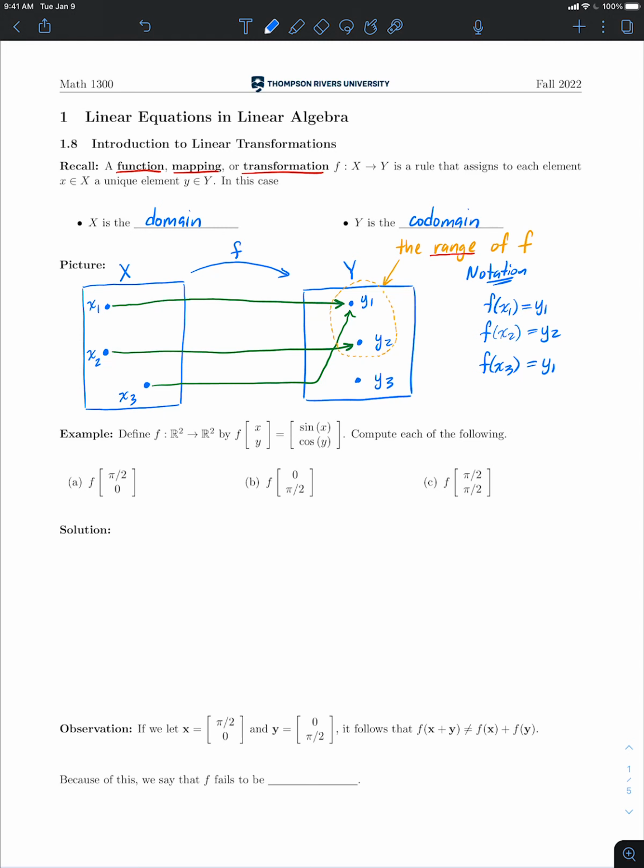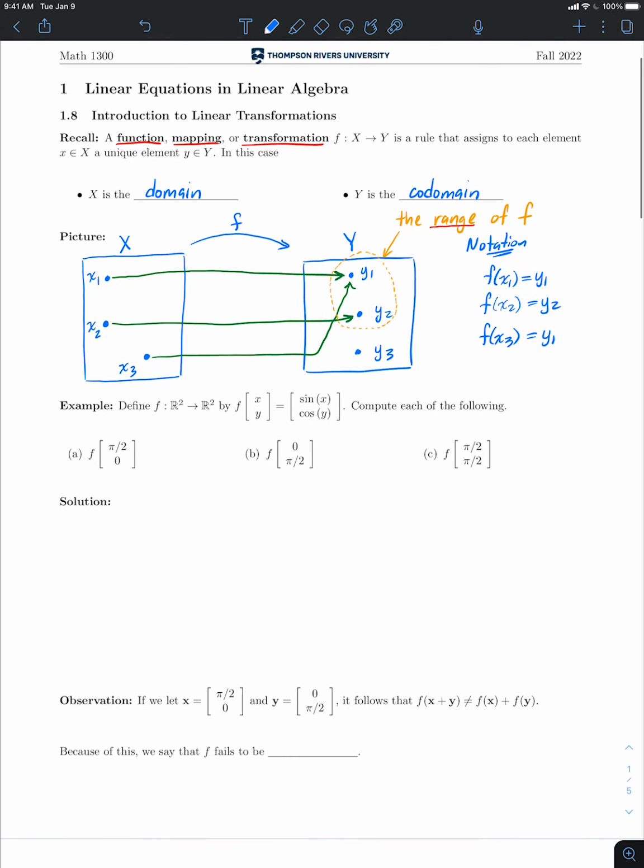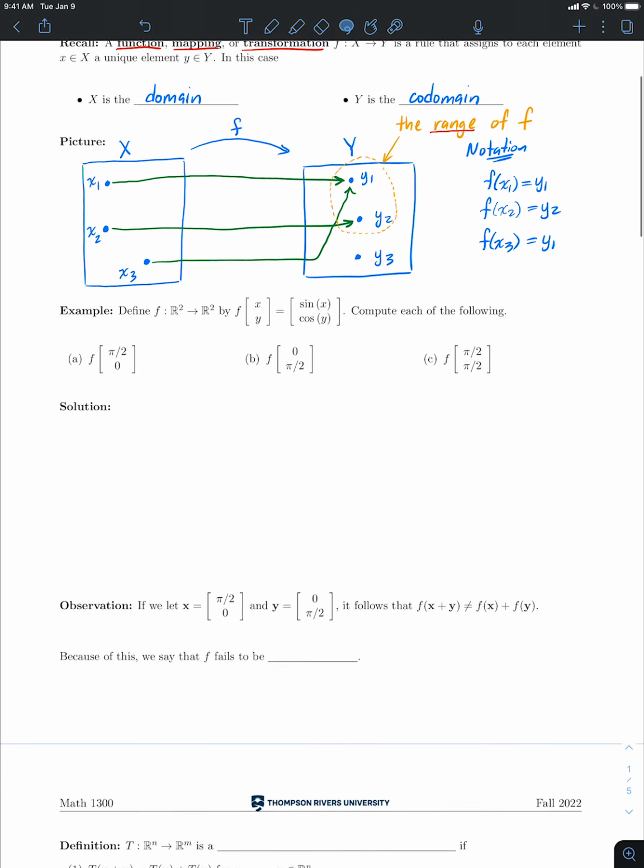Let's look at an example in a more concrete case. So here we've got our function header. That's saying f goes from R2 to R2. What that means is it expects a two-dimensional vector as input, and it's promising to give you back a two-dimensional vector as output. Okay, so well, what do we have here? How does the function actually work? Well, that's what's told to us by this rule.